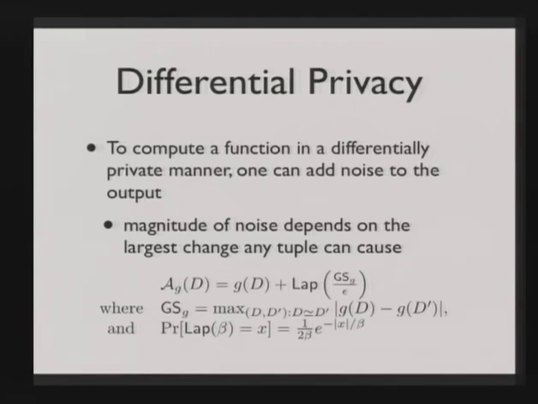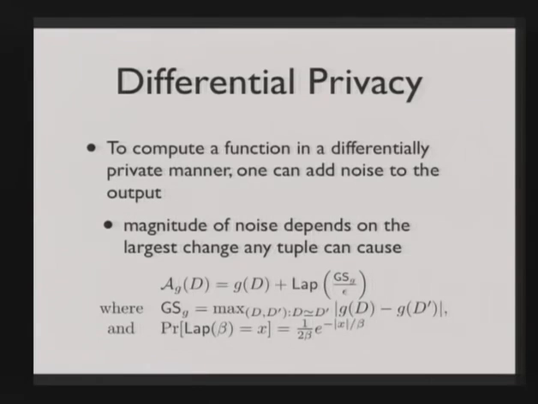So let's say I'm trying to count the number of people in this room. If one person chooses to leave this room or chooses not to come here today, then the change in the count will be bound by one. So instead of reporting 15, I'm going to report 16. And so I can add noise, which is sampled from the Laplace distribution with a scale proportional to 1. And with this, I can guarantee that the count that I release protects the privacy of any single individual in this room.